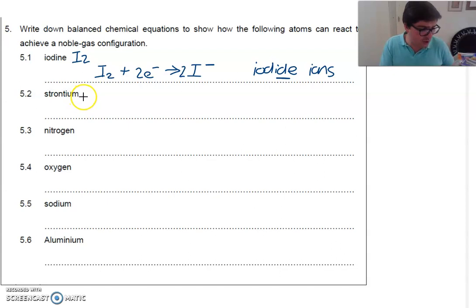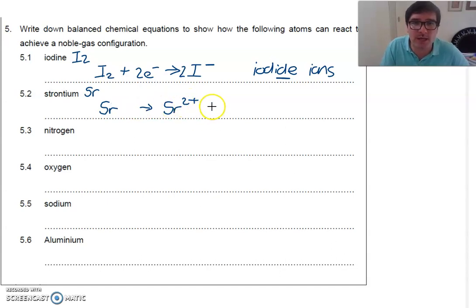And strontium, if you go to your periodic table, is in group 2. So group 2 elements tend to form ions with a charge of 2 plus. And for it to have a charge of 2 plus, it must lose 2 electrons. So it gives 2 electrons away. So this would be my equation.